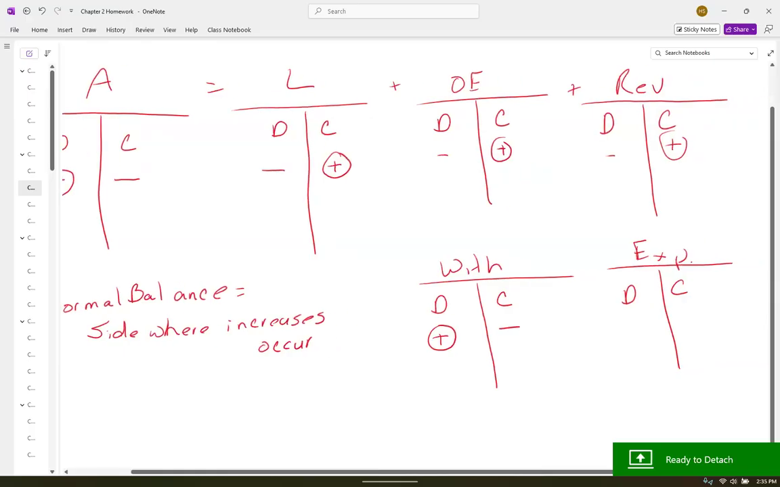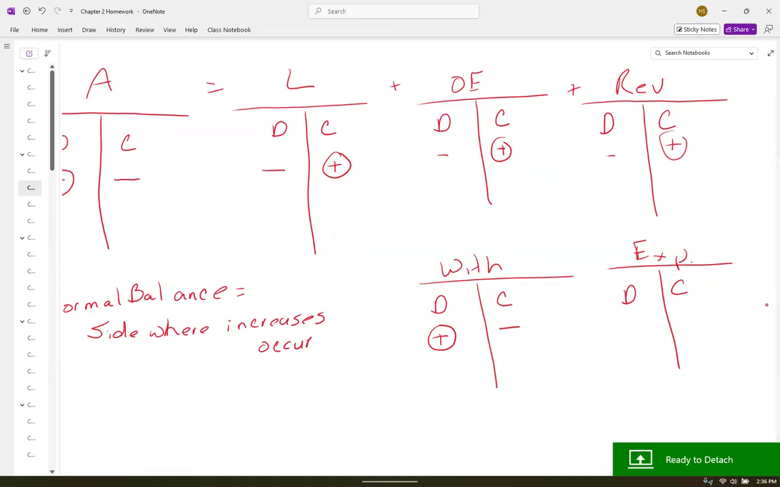Remember, revenues and expenses have their own statement, and it's the very first one, the income statement. We have revenues at the top, then we subtract all the expenses. So expenses are going to look opposite of the revenues as well.